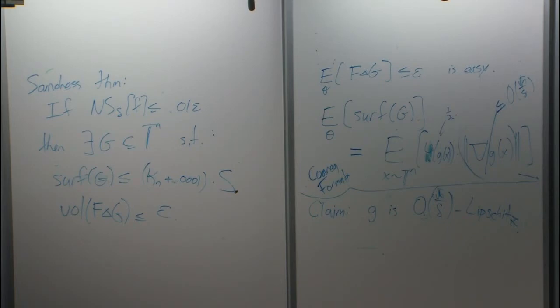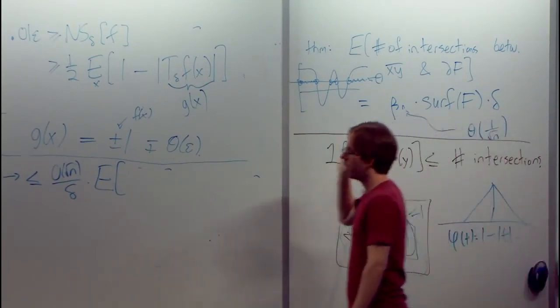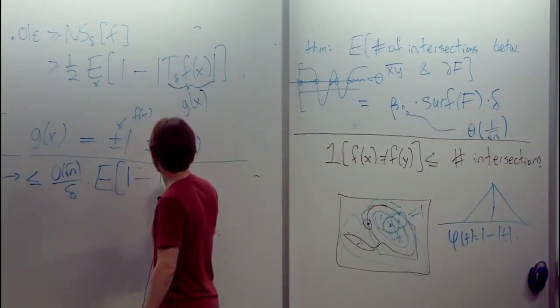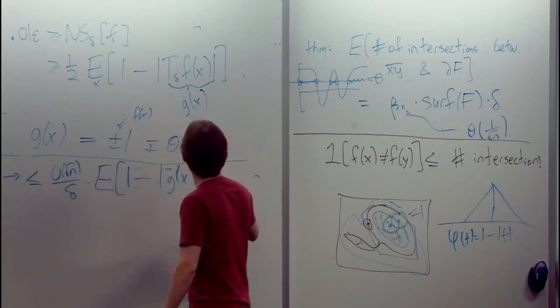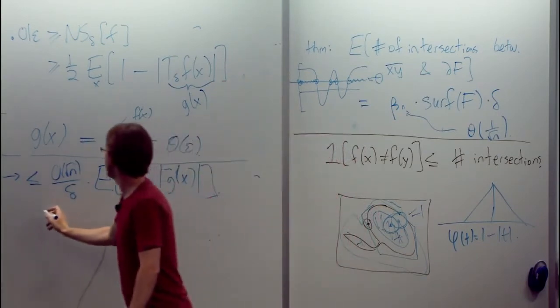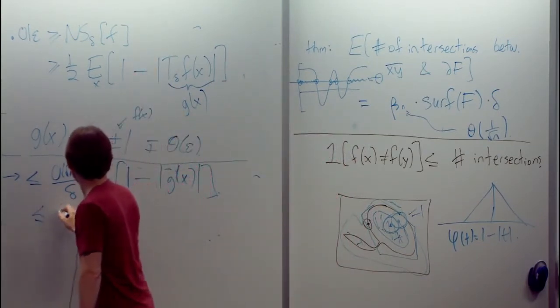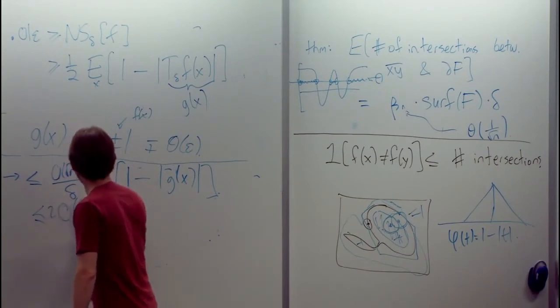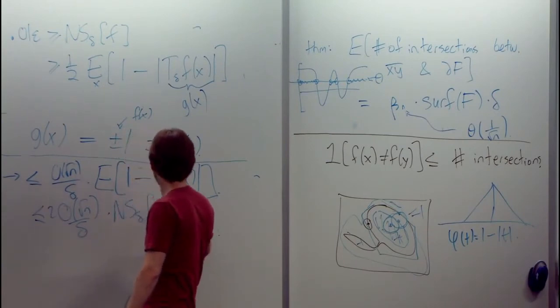So this triangle distribution is phi of t equals 1 minus absolute value of t. So we get the expected value of 1 minus absolute value of g. Okay, and that's exactly this. So this is at most 2 root n over delta times the noise sensitivity at delta of f.